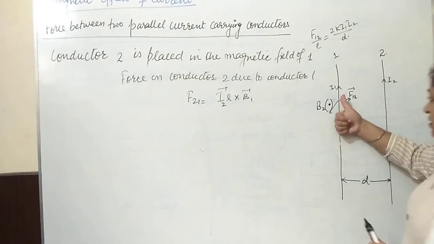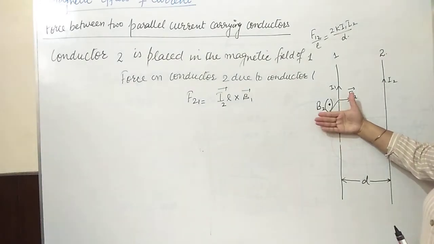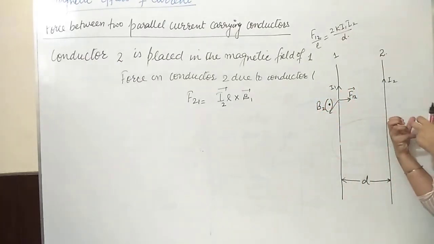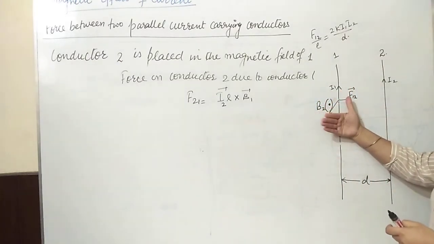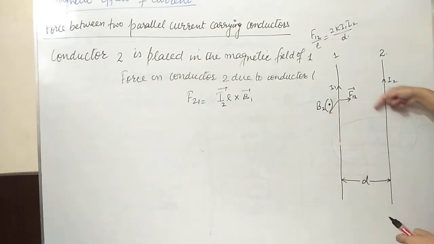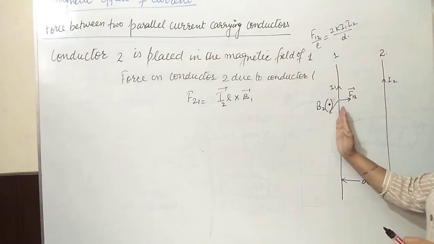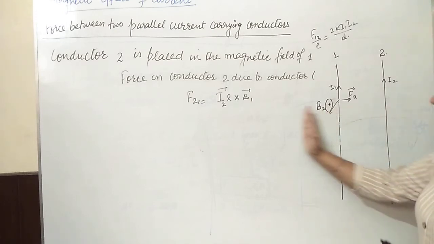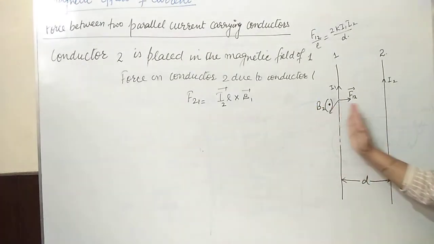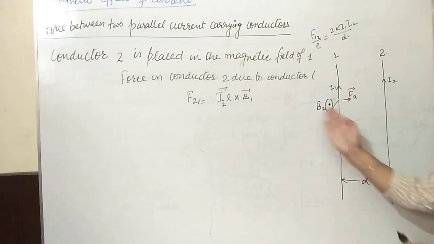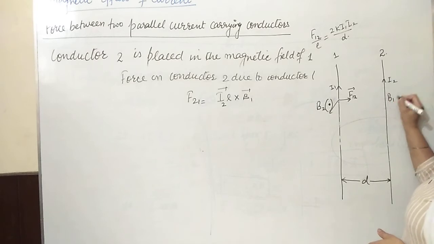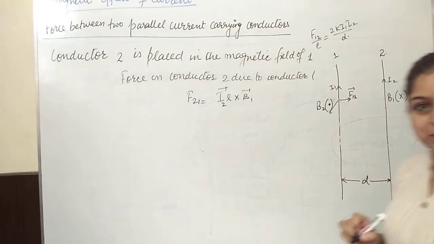So keep your thumb in the direction of the current, and curl your fingers. You see from this side magnetic field lines are coming out and from this side they are going inside. So from this side of the conductor all the magnetic field lines are coming out, and at this side of the conductor all the magnetic field lines are going inside. So here the magnetic field is inwards.